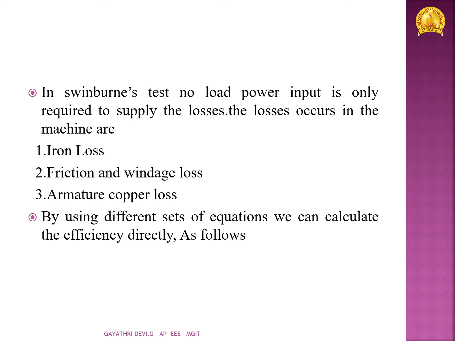In Swinburne's test, the no load power input is only required to supply the losses. The losses that occur in the machine when conducting Swinburne's test are iron loss, armature copper loss and friction windage loss. Iron loss always occurs in the core. Copper loss occurs in the armature winding. Friction and windage losses are the mechanical losses which occur in the mechanical parts of the machine. By using different sets of equations, we can calculate the efficiency directly.